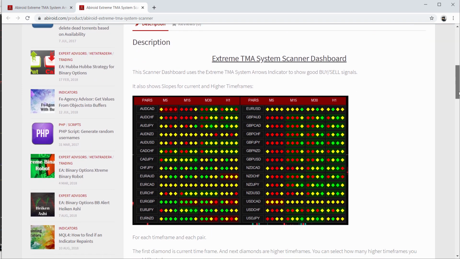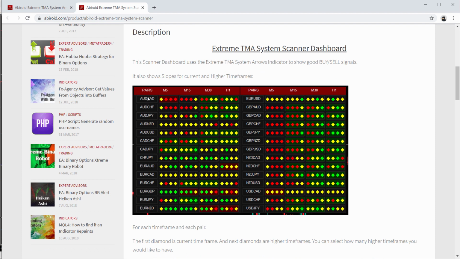Based on this arrows indicator, I also have a scanner dashboard that you can use. This dashboard uses these arrows and it shows you multiple pairs and multiple time frames and the best trading signals. In this dashboard, the first one is the current slope, and all of these other diamonds are the higher time frame slopes. The green background means that the price has crossed the lower band and it might soon start going back up. Same way the red background means that the price has crossed the upper band, and as soon as all the conditions are met, this dashboard will give you a buy or a sell pop up. The color of this background will change to a brighter green, and this will change to a brighter red when the buy or sell signal occurs.